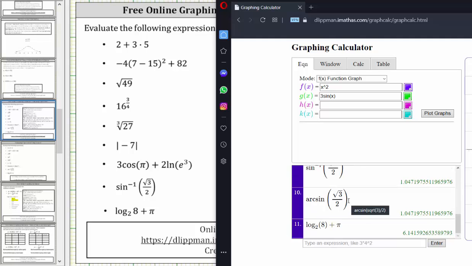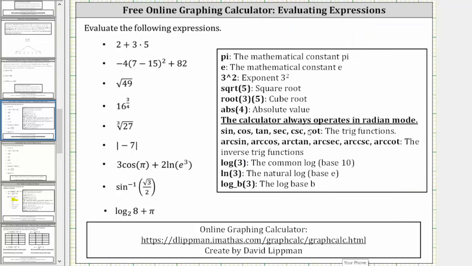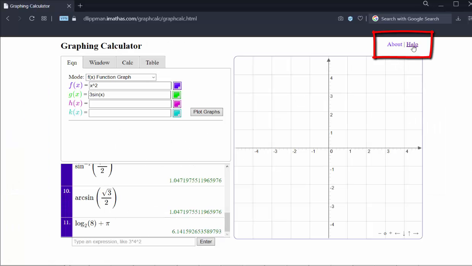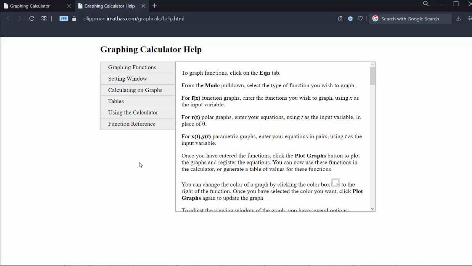So those are all the expressions, but I do want to show you one more quick thing about the calculator. You can find these notes as well as other help under the help menu by clicking the help link in the upper right hand corner. So you may want to review this reference. I hope you found this helpful.